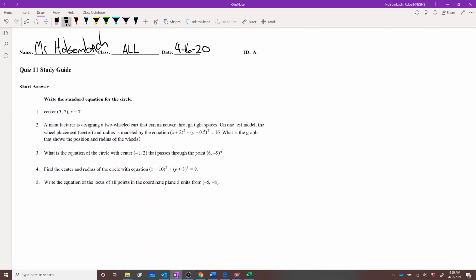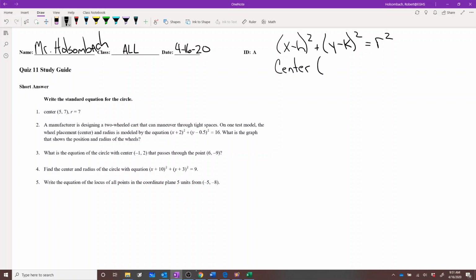Okay, so even before we get started on this, right up here on the top of the page, since we're talking about standard equations of circles, I'm going to write the standard equation of a circle. And we talked about it on Monday, and that is (x − h)² + (y − k)² = the radius squared.